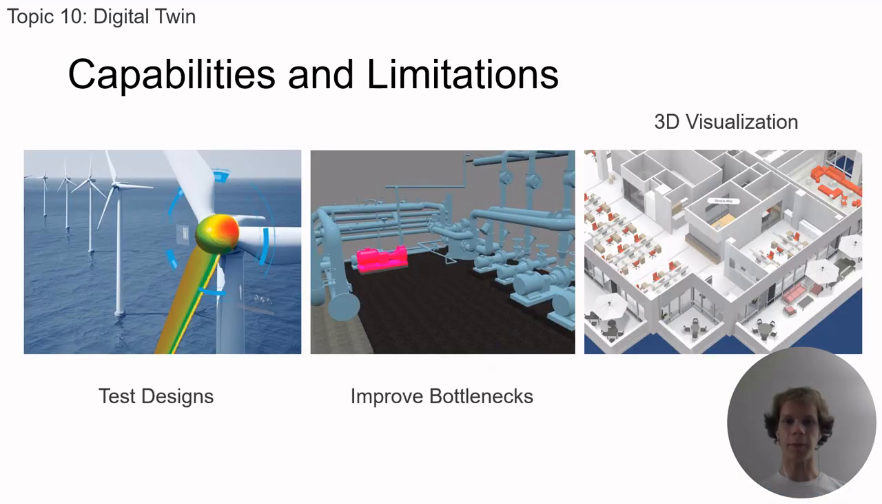Digital twins are capable of testing designs without building a physical model to save cost, identifying and improving bottleneck points to improve efficiency, and visualizing new products or projects in 3D space. And one large limitation is collecting and analyzing the vast amounts of data it actually takes to start implementing digital twins.